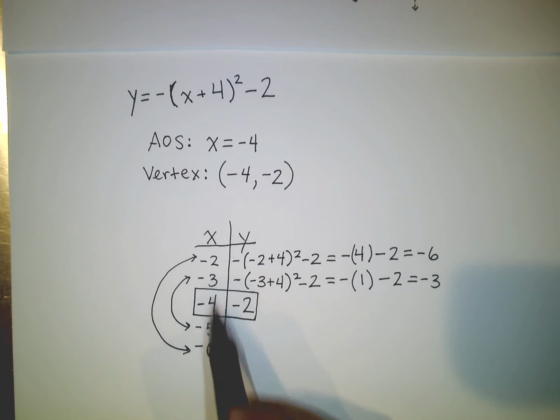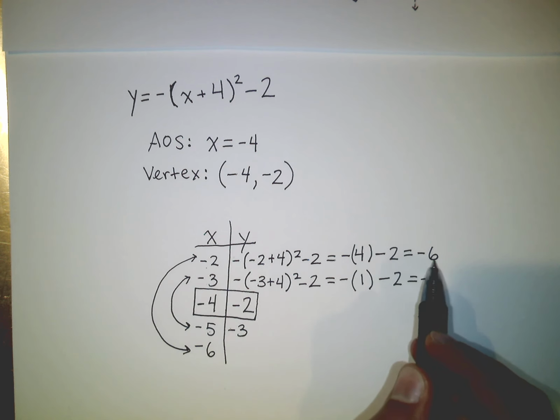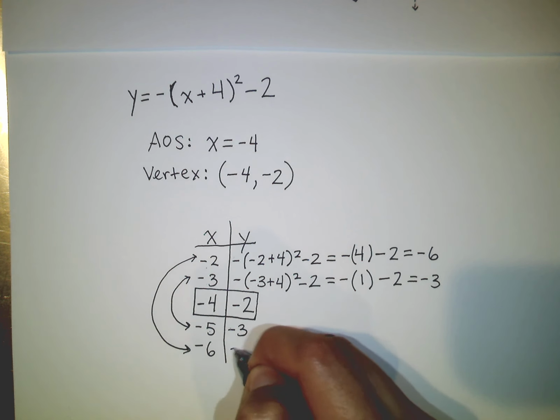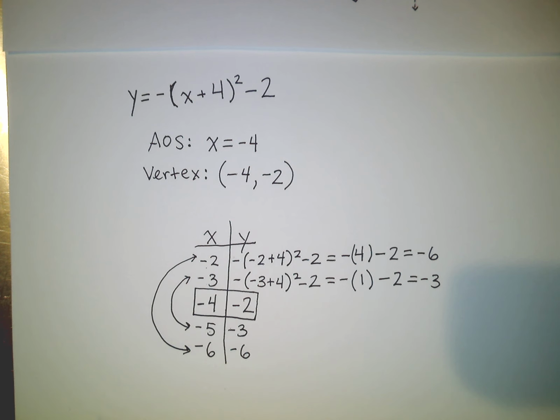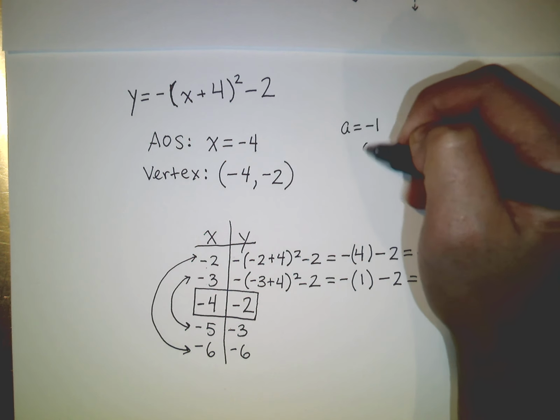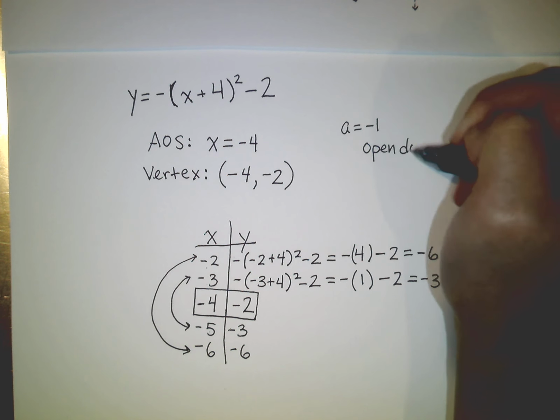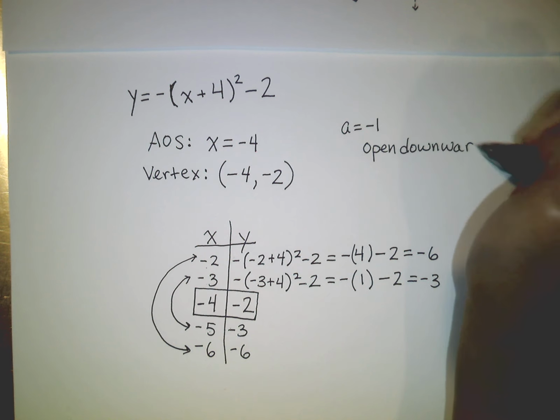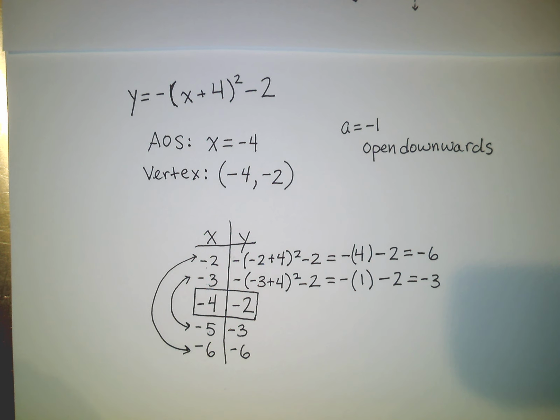So I'm looking at my symmetrical points. Here it's 5, negative 3. Here it's 6, negative 6. And now I have my 4 symmetrical points and vertex, which is what I need to graph. Also, we want to notice that our a value is equal to negative 1, so it's going to open downwards. And then you can check your points in Desmos to double check that they're right.